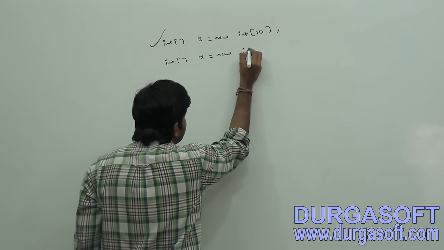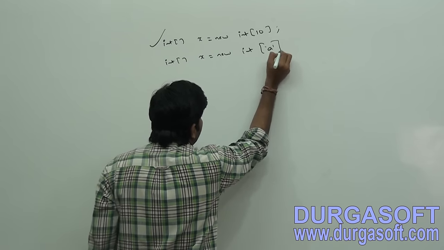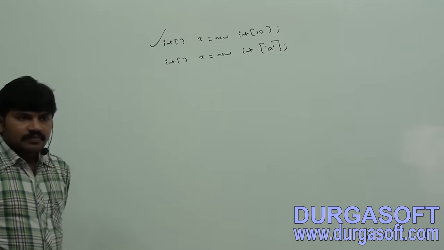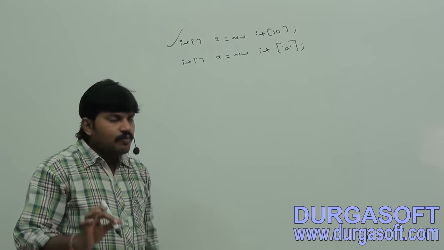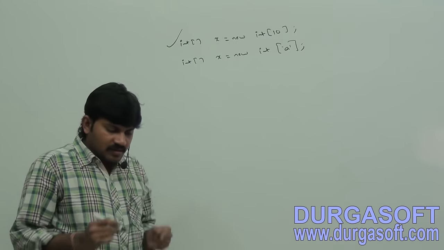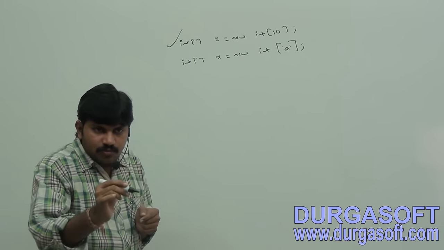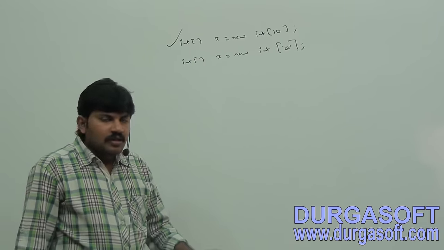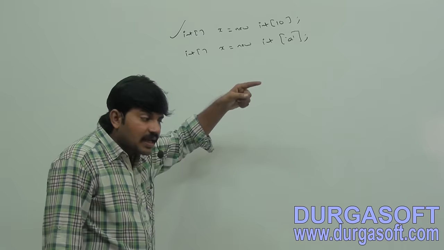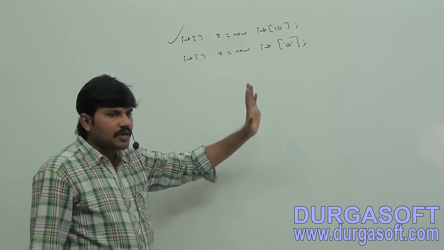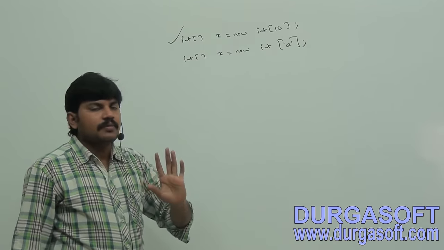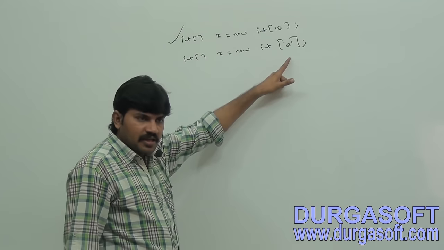int[] x = new int['a']. Valid or not? Because in the place of int, I'm providing char. Valid or not? Char to int promotion is acceptable. Now, what is the size of this array? 97, because 'a' corresponds to the Unicode value 97. Sir, make sure int is what is expected.